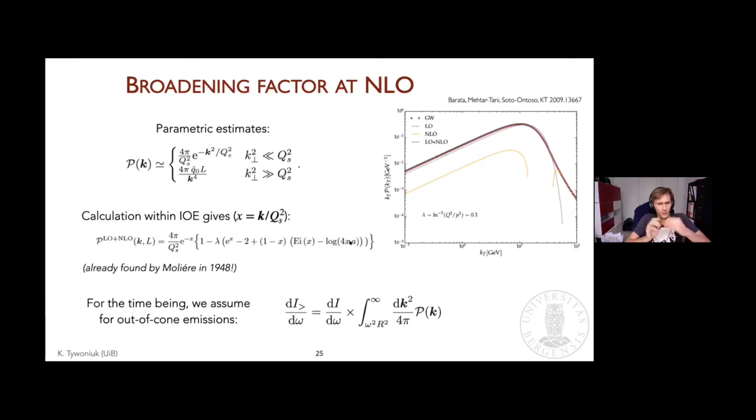Okay, so it's kind of factorized: you produce the gluon and then you have elastic scatterings which drive it out of the cone. Exactly, the elastic scattering probability that you have, right? Yes, and that's roughly how the BDMPS spectrum, the fully differential BDMPS spectrum, looks. Yeah, that's also roughly what I would expect.